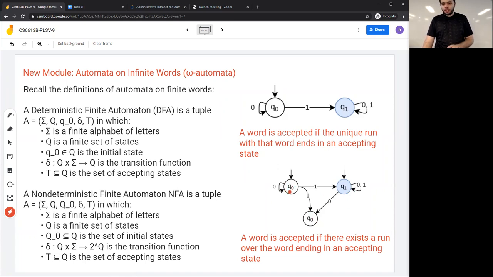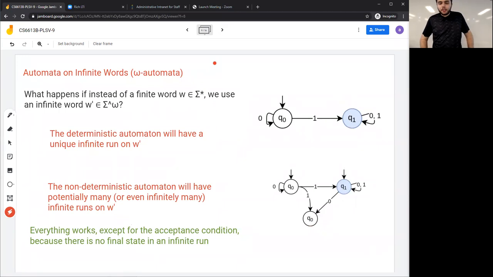I might have other runs that are not accepting, for example, 0, 1, and this doesn't really matter. As long as there is at least one run that accepts, the whole word is accepted and is in the language of the automaton. I actually don't know why I wrote Q0 both here and here, but that doesn't really matter.